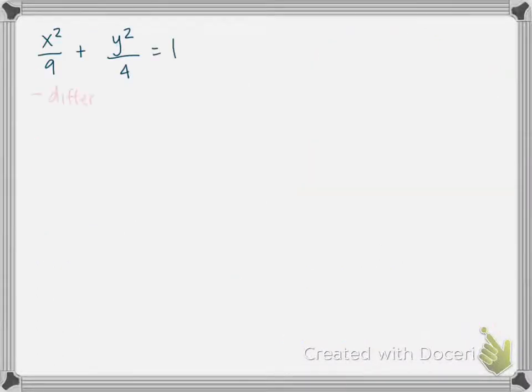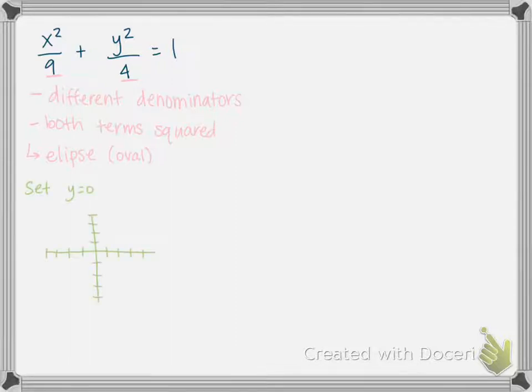If we have x squared over 9 plus y squared over 4 equals 1, these have different denominators and both terms are squared. So this means it's going to be an ellipse, which is basically a fancy name for an oval. So we can set y equal to 0 and we'll get x equals 3. And if we set x equal to 0, we get y equals 2. And then you can sketch in the rest of the ellipse there.